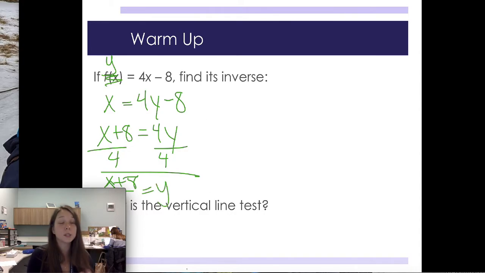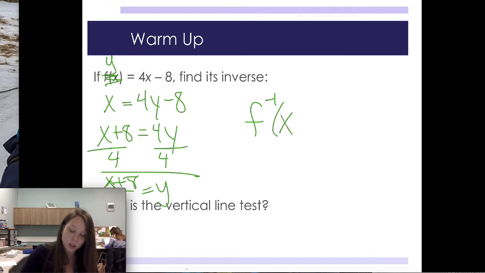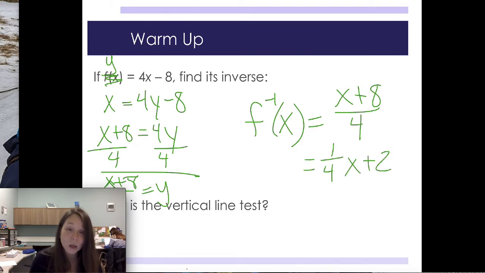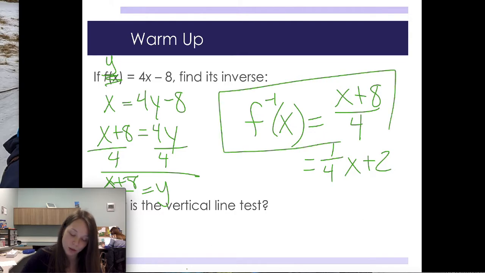But remember, we should always use inverse notation. So f inverse, that what looks like an exponent of a negative 1, stands for the word inverse, equals x plus 8 over 4. If you wanted to simplify this to 1/4 x plus 2, that would be equally correct, but you do not have to do that. You can leave it as the fraction.